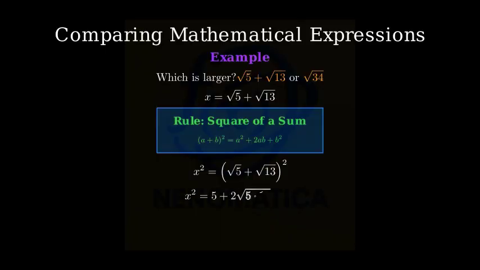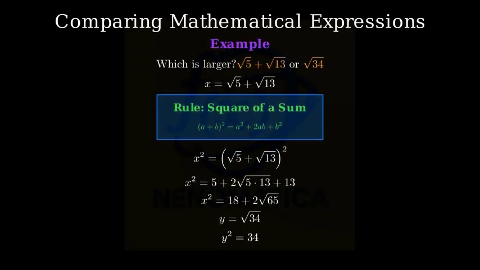We get x squared equals 5 plus 2 times the square root of 5 times the square root of 13 plus 13. Let's simplify this expression. 5 plus 13 equals 18, and 2 times the square root of 5 times 13 equals 2 times the square root of 65. Now, let's define y as the square root of 34. Similarly, we'll square y to get y squared equals 34.